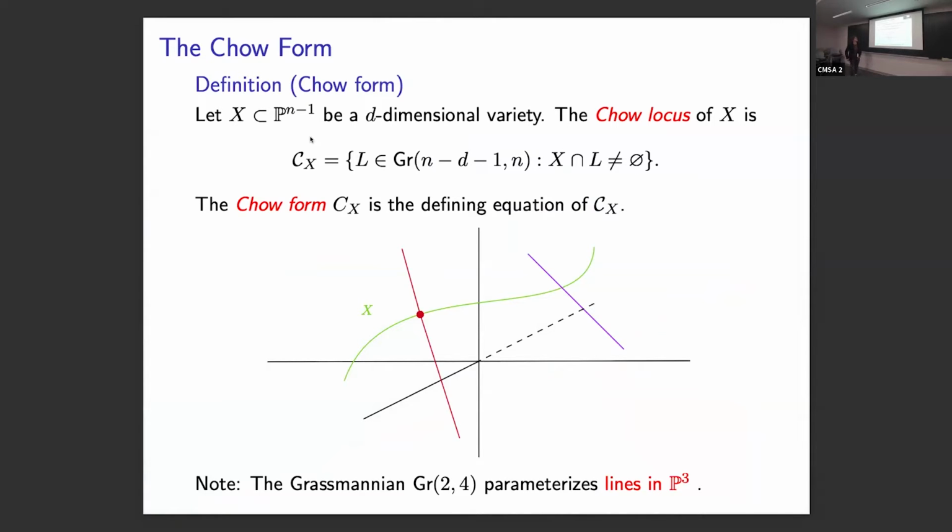Okay, so the setup is that you have a projective variety of dimension d. You want to encode it by a single equation in Plücker coordinates. So you're going to associate to it a locus of linear spaces of codimension d plus 1, which actually meet the variety. And you're going to call this the Chow locus. So here, for example, is a curve in P3, and I'm looking at lines which meet it. The red line is in the Chow locus, and the purple line is not because it doesn't meet the curve. It turns out that this is a codimension 1 condition on this Grassmannian. And so it has a single defining equation in Plücker coordinates, which is called the Chow form.